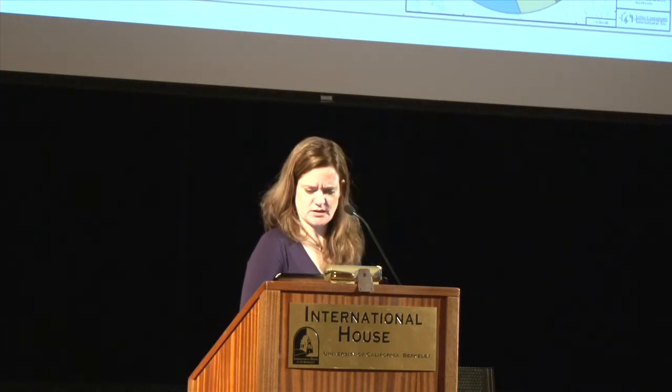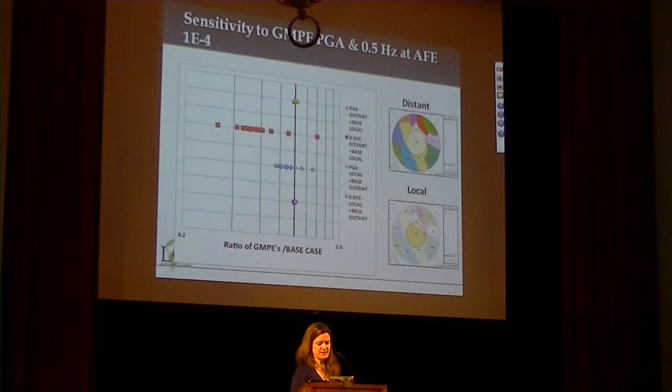Thank you. Sorry. Okay, so here are the results at PGA and at half a hertz for 10 to the minus 4. What you'll see here at the top is the tornado plot. These two are PGA and half a hertz for my distant hazard. So this is the sensitivity of the GMPEs to the distant source effects. And as a reminder, I have this little source image illustration right here to show which sources were included. And here's PGA and half a hertz for the local source effects.